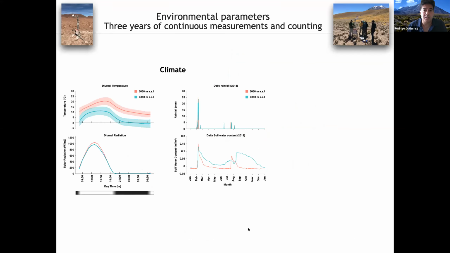Okay, so just to describe the environment, we have two meteorological stations where we monitor climate parameters as shown here: diurnal temperature, diurnal radiation, soil water content, precipitation, and so on. These are measurements taken every hour, and we have over 3 years of continuous measurements and counting. I would just like to highlight a few of the things that I have already mentioned, but this is a graph of the diurnal radiation. And on average, plants here receive 3 times more than the average radiation on the planet.